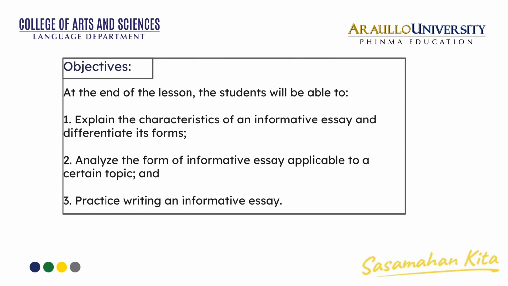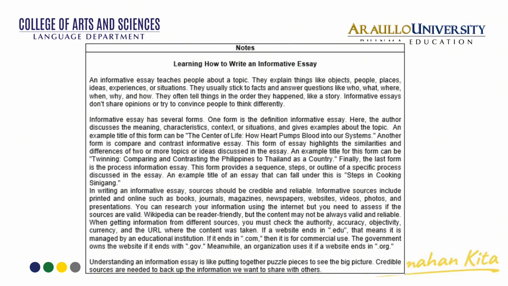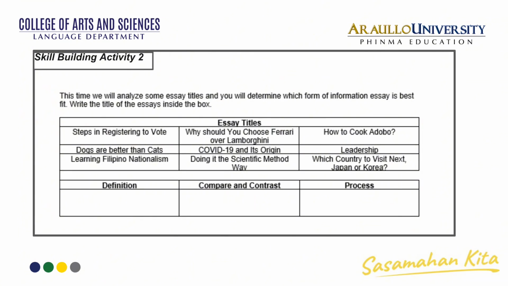Okay, let me remind you again of the things that you have to answer. Of course, you have to complete the Cori chart, learning how to write an informative essay, the 6 boxes, after you have read the article, learning how to write an informative essay. Okay, after that, since we have discussed this, you have to identify which essay titles are delineating a definition, compare and contrast, or process forms of informative essay on skill building activity 2.